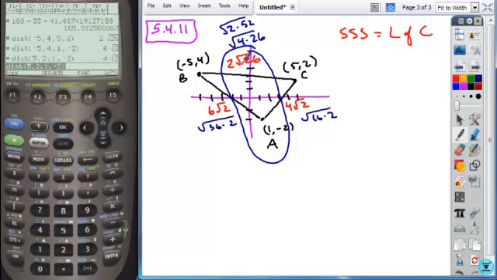Not sure why that's not connecting. If it doesn't come back on, there it goes.